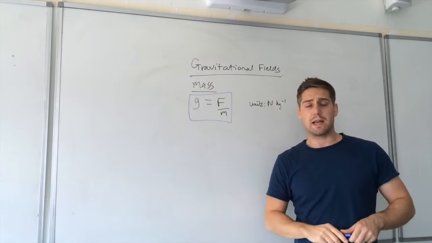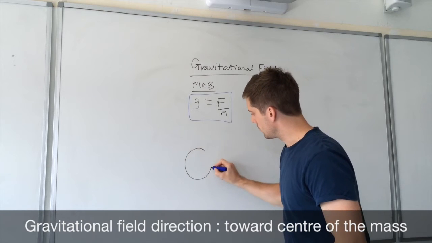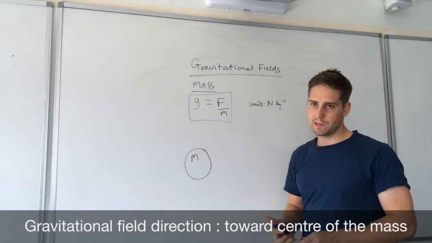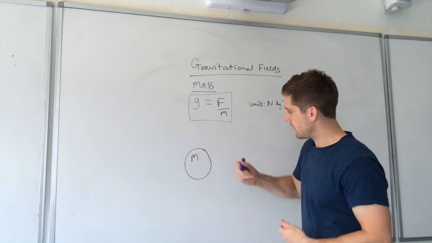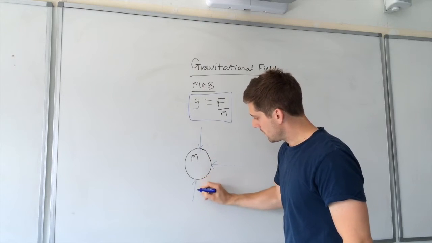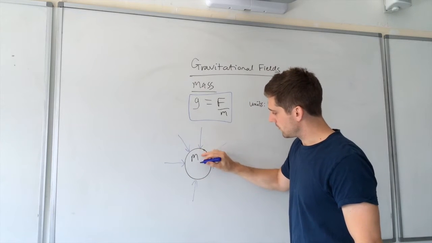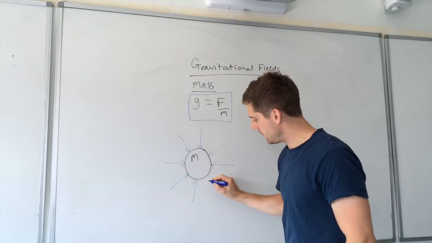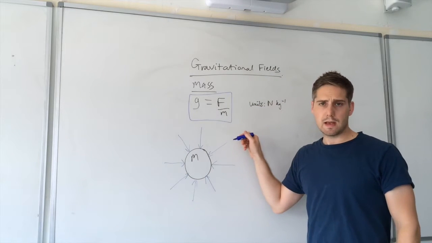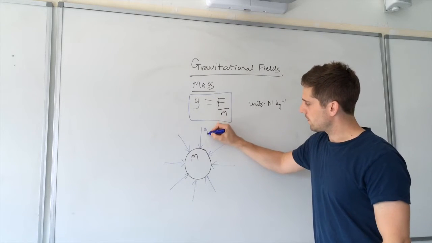Gravitational fields have a direction, and it's always towards the centre of the mass that created them. So if this is my mass here, which has created a gravitational field in the space around it, then the field direction is always towards the centre of the mass. And these blue lines here would be gravitational field lines. They're entering the surface of the mass at right angles to the surface. So that's our g.